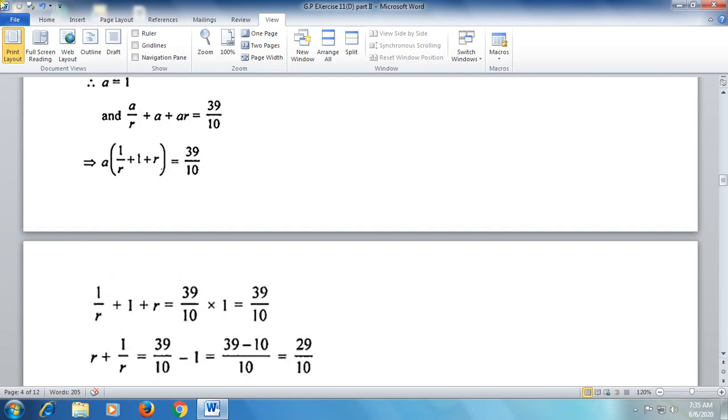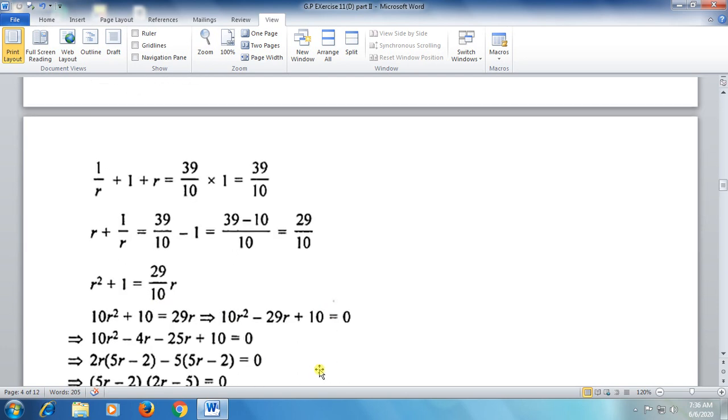After substituting the value of A, by removing the common factor, the solution will be 1 by R plus 1 plus R is equal to 39 by 10. The constant term plus 1 is shifted to the right hand side, hence R plus 1 by R is 39 by 10 minus 1. Take the LCM of 10, so it leads to 29 by 10.